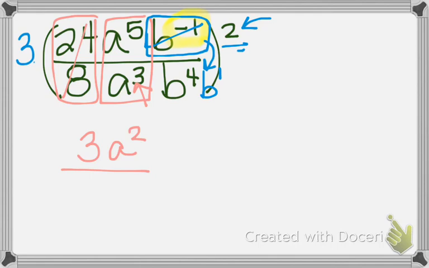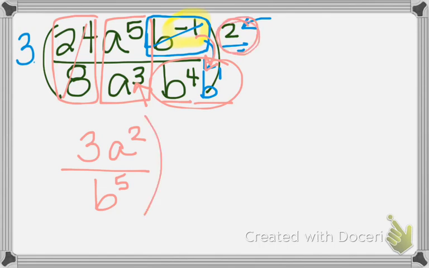Now, for my b's, remember, I moved b to the negative first down. So now they're all in the denominator. I've got b to the 4th and b to the 1st. Same base, and so I add my exponents. This becomes b to the 5th.